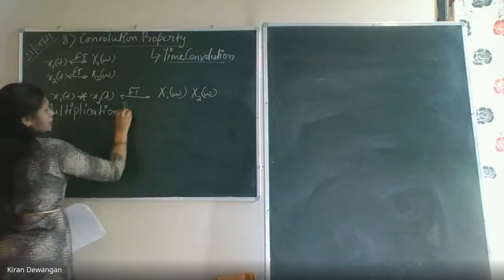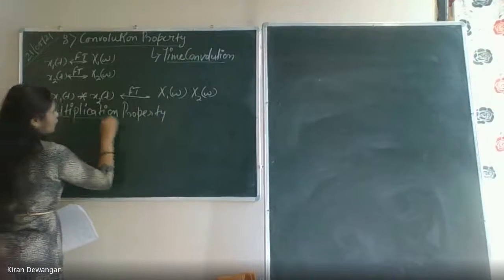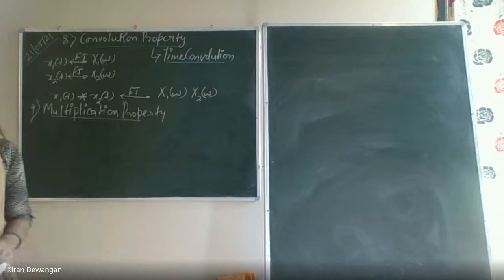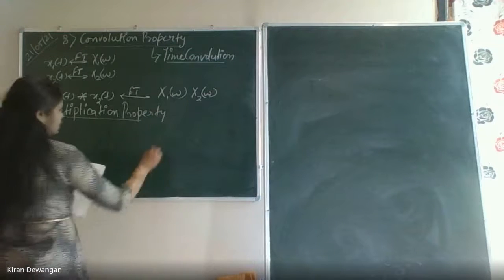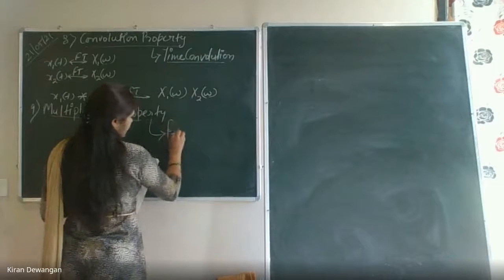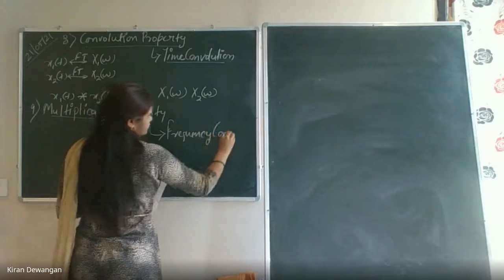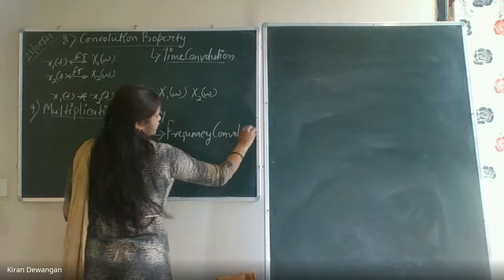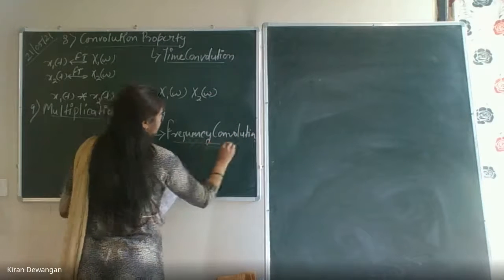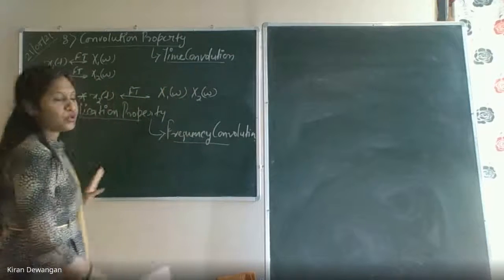Multiplication property. In the multiplication property, it is saying, it is also known as the frequency convolution. It is just the opposite of this property. This one is time convolution, this one is frequency convolution.